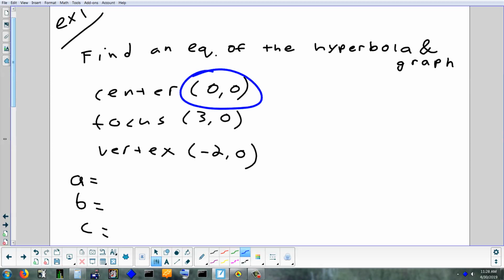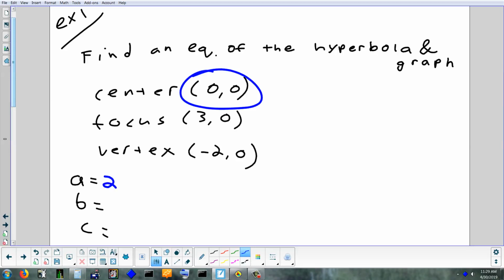Okay, so let's start with A. Same meaning as yesterday. So what's A going to be? The distance from the center to the vertex. Yep, center to vertex. So in this problem? Negative 2. Just 2. Yep. The reason we're not going to put the absolute value is because when I write down the word distance, distance means absolute value. You can't have negative distance. So if you think of it that way, then you're good.